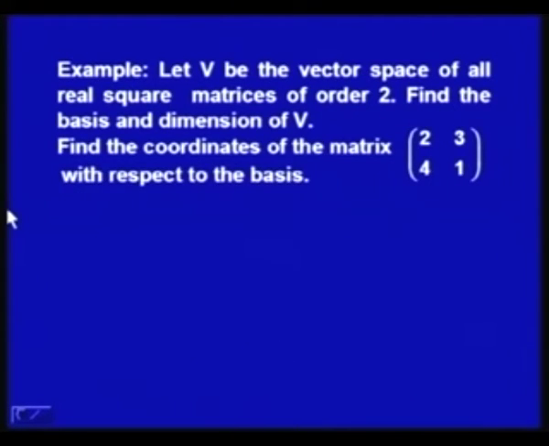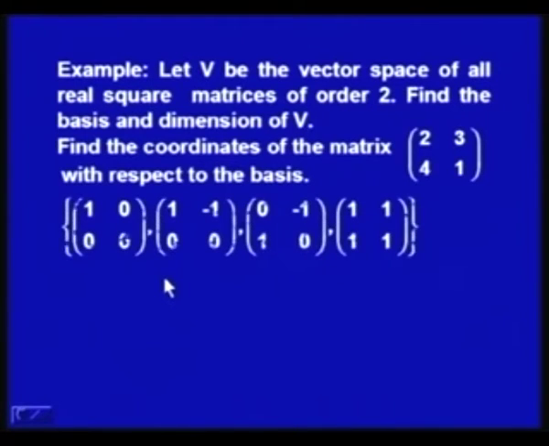And the next example we have taken from matrices. Let us say we have a vector space V of all real square matrices of order 2. Find the basis and dimension of V and find the coordinates of the matrix [2 3; 4 1] with respect to the basis. So, we will first try to find the basis.